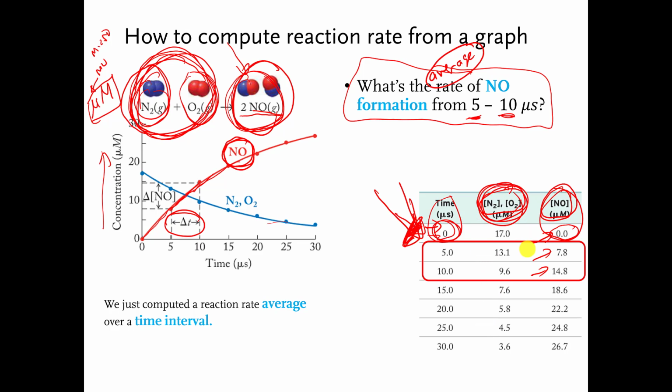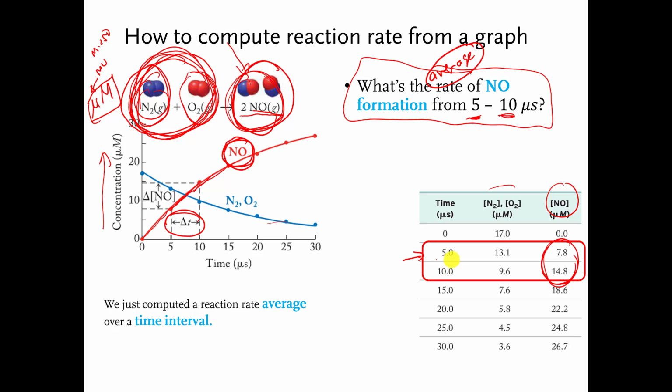So all we have to do, it's kind of spelled out here with this red rectangle, is figure out how much the concentration of NO changes between 5 and 10 microseconds, and then divide it by the amount of time that went by, which is the difference between 5 and 10 microseconds.